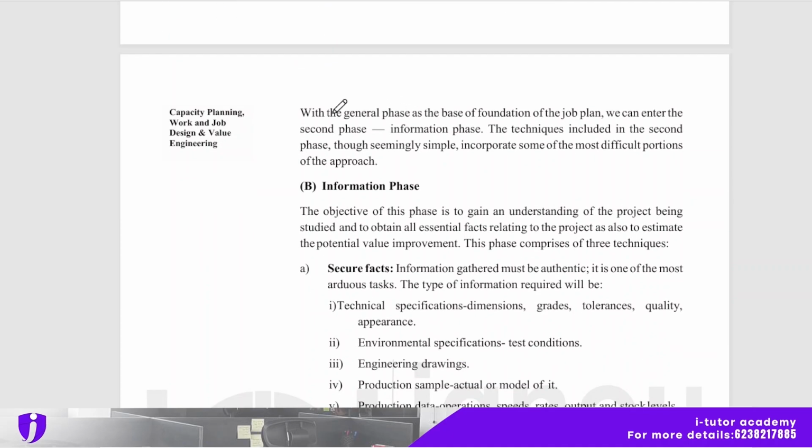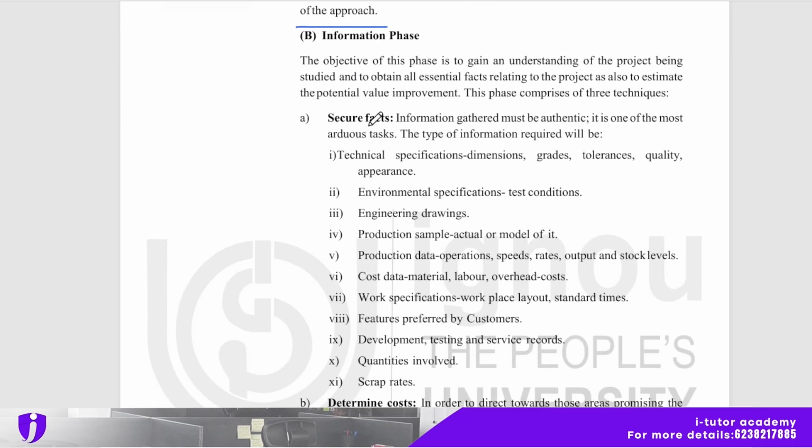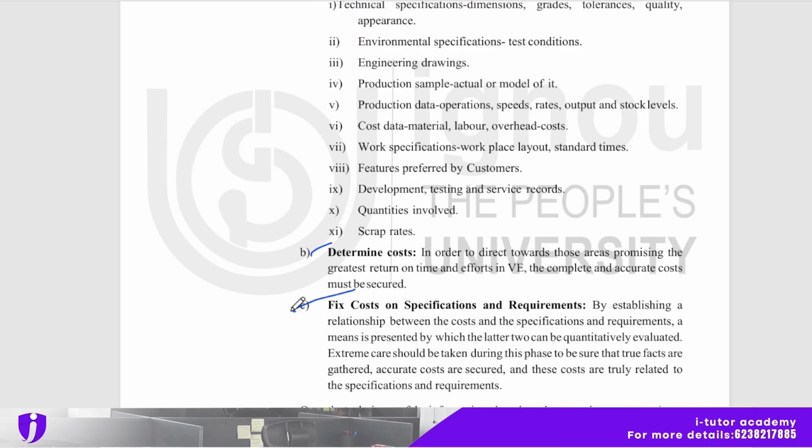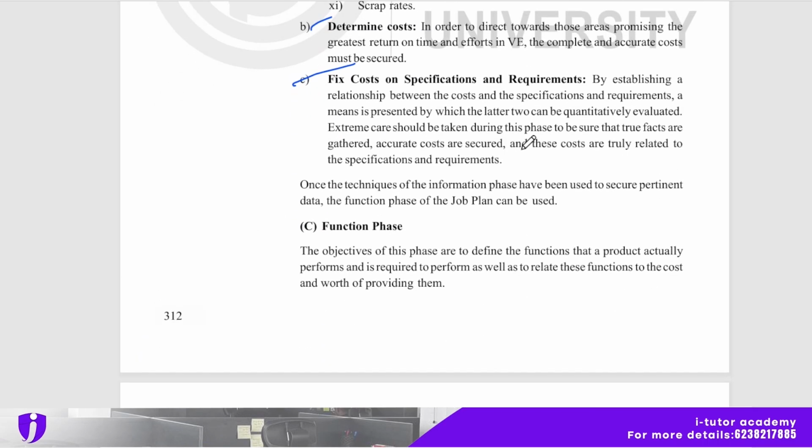With the general phase as the base or foundation of the job plan, we can enter the second phase, the information phase. The techniques included in the second phase, though seemingly simple, incorporate some of the most difficult portions of the approach. Next is the information phase. The object of this phase is to gain an understanding of the project being studied and to obtain all essential facts relating to the project, as also to estimate the potential value improvement. This phase comprises 3 techniques: secure facts, determine cost, and fix cost on specifications and requirements.